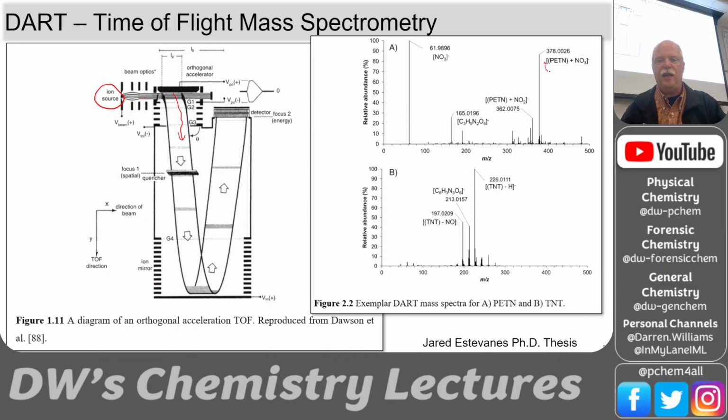And so you have PETN plus a nitrate ion, PETN plus a nitrite ion, and then here's your PETN molecular ion here, and then here's your nitrate. So you can see we get adducts, which are two ions held together, and then you can have the molecular ion. Here's TNT minus a hydrogen, and then here's TNT molecular ion, and then here's TNT with minus a nitro group or a NO group.